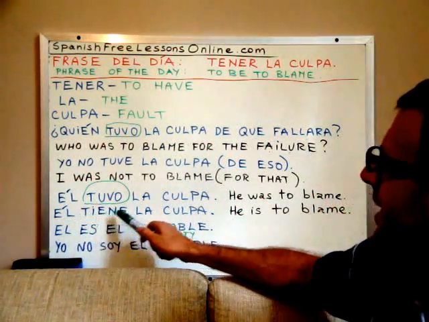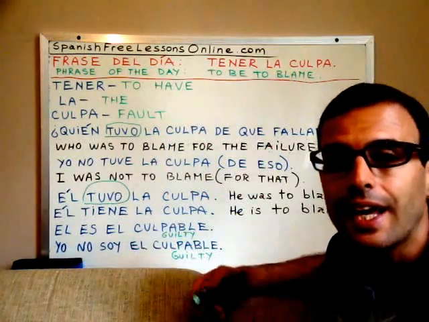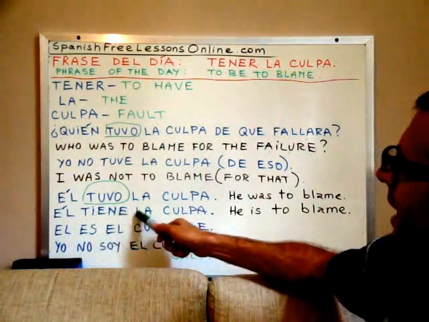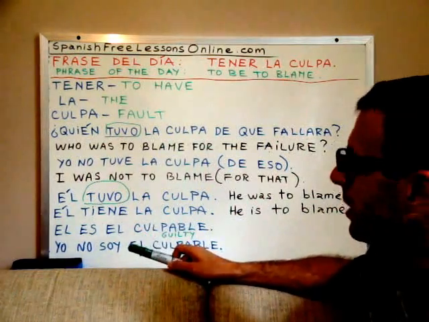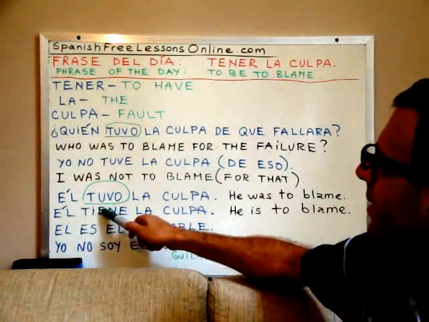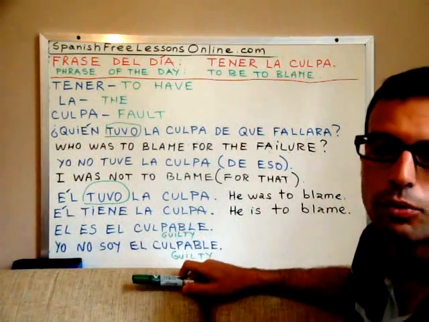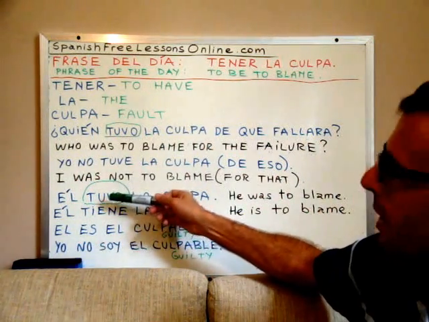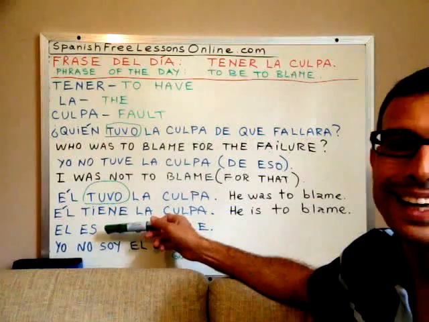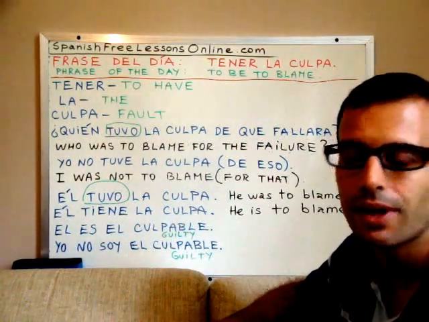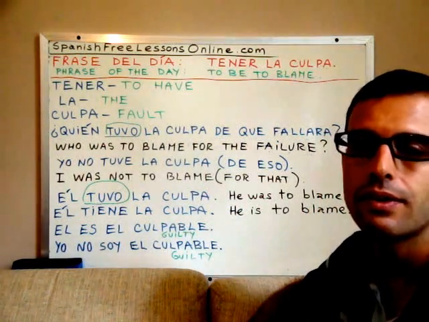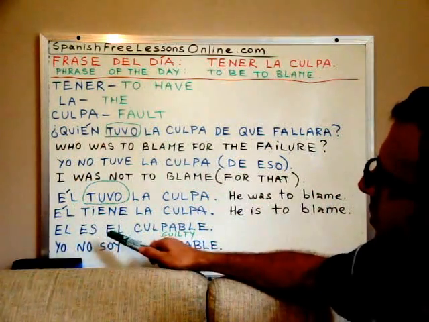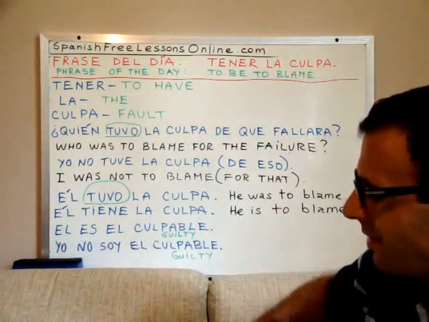Él tiene la culpa. So this is the same thing but in present tense. Él tiene la culpa. He is to blame. Okay? He has the fault would be the word-by-word translation. So many times we speak in Spanish él tuvo la culpa or él tiene la culpa indistinctly, right? For the same case scenario. And we can also say él es el culpable.